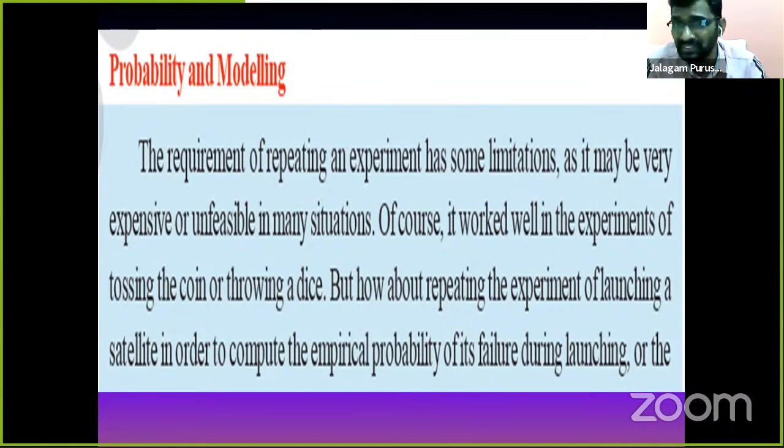But in some other experiments, like launching of satellites, computing the empirical probability is very difficult. In a coin toss situation, we may do it so many times, but launching a satellite and computing the empirical probability of its failure is more difficult.